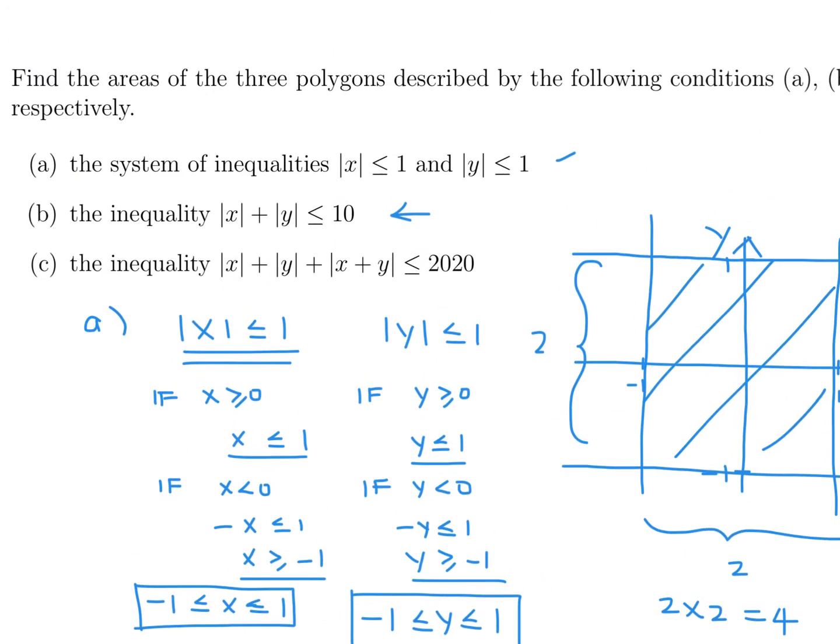Okay, part C, the inequality absolute value of x, absolute value of y, absolute value of x plus y less than 2020. So you have to pretty much proceed in a very similar way as the previous parts, and hopefully by now you guys kind of got a hang of it. You got to look at all the different scenarios and then plot each one and then figure out the area. Shouldn't be too bad. But I think this one's a little bit more complicated here.